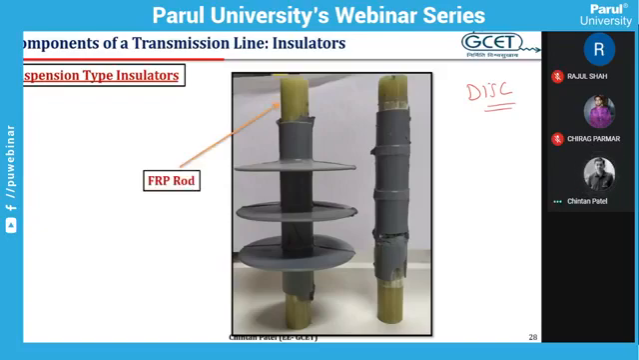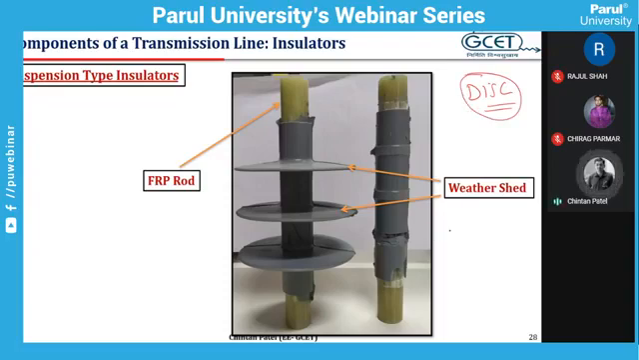So here, the inside component is called the FRP rod, fiber reinforced plastic rod, which is used to provide the mechanical strength of the insulator. And over this FRP rod, there are silicon rubber weather sheds. So in a conventional insulator, we use the word disc. In a composite insulator, we use the word weather shade.